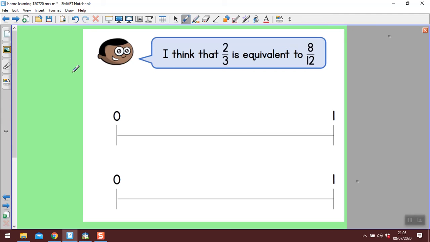This man says, I think that 2/3 is equivalent to 8 twelfths. He's drawn two number lines, one from 0 to 1, the other one from 0 to 1. So you need to show where 2/3 is on here and show where 8 twelfths is on here. Pause the video while you do it.